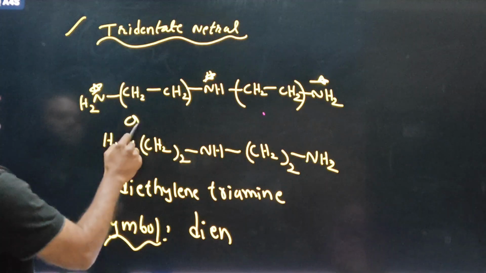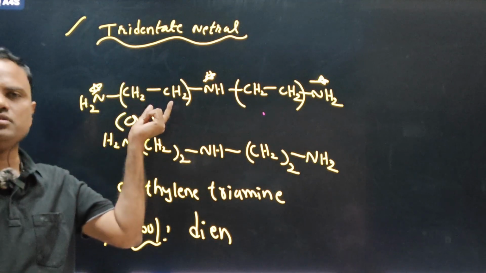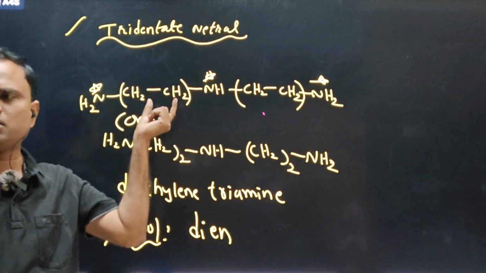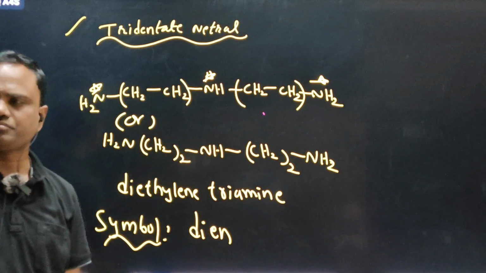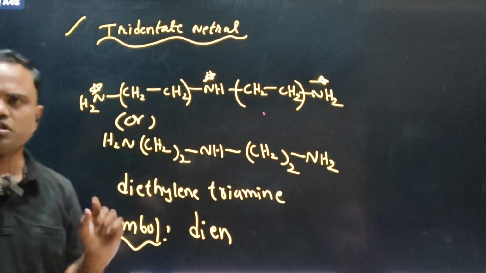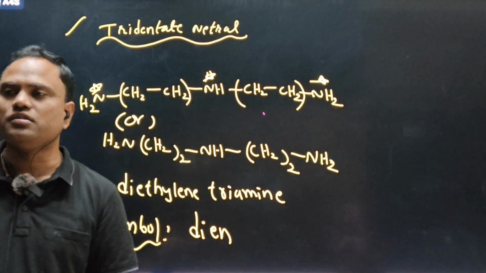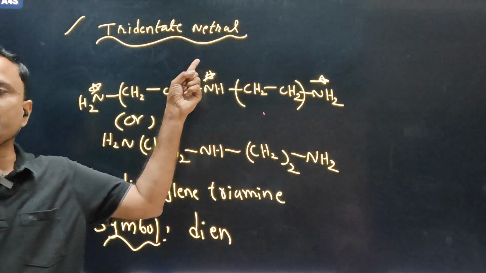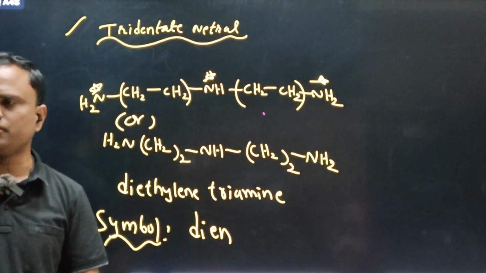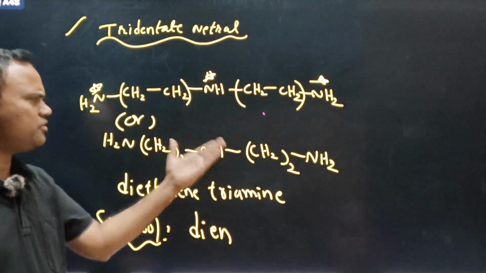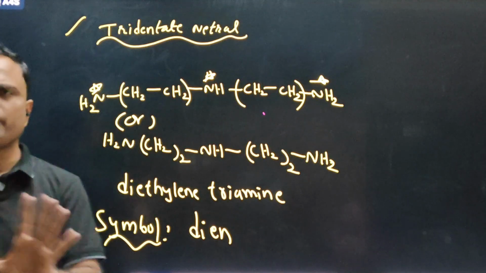Sorry, diethylene. It is the same only; actually, this can be represented like this. In the middle, how many CH2 units are there? 2. So I wrote CH2 2 times. Both are the same only. What is the important point here? If I ask you about dien, which category is it? Tridentate neutral category. That is important. Which of the following is a tridentate neutral? No need to learn the structures.